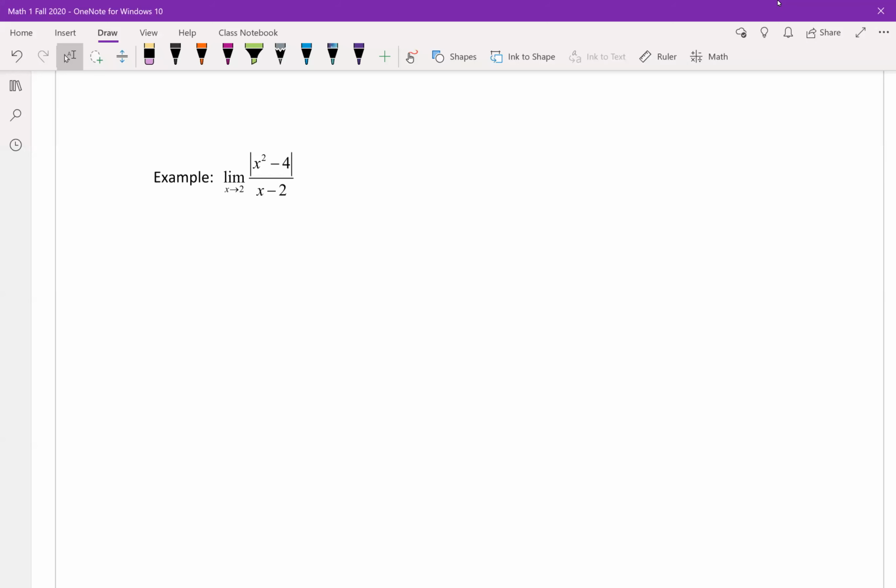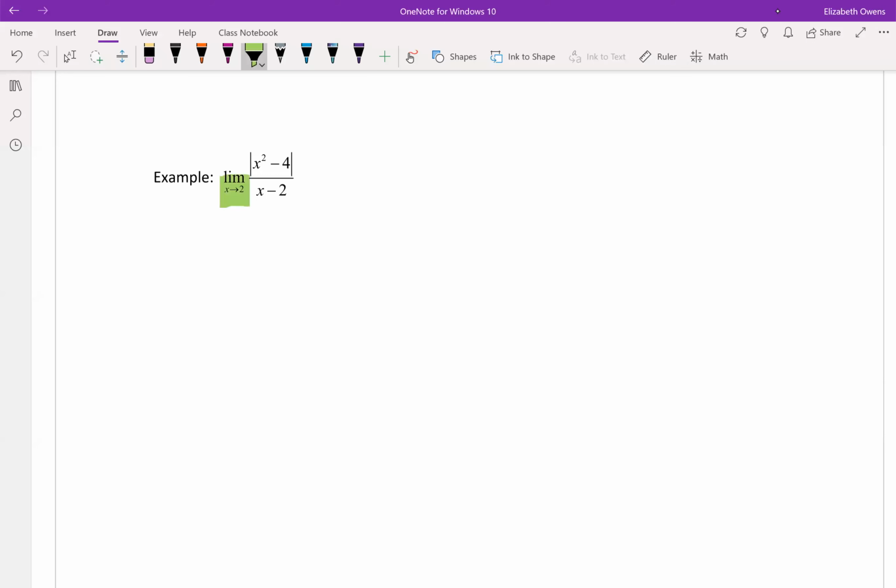Hey everybody, this is our next example from section 2.4, looking at one-sided limits. Here we are going to be taking the limit as x approaches 2 of the function absolute value of x squared minus 4 over x minus 2. Notice that this is not a one-sided limit given to us in the problem.